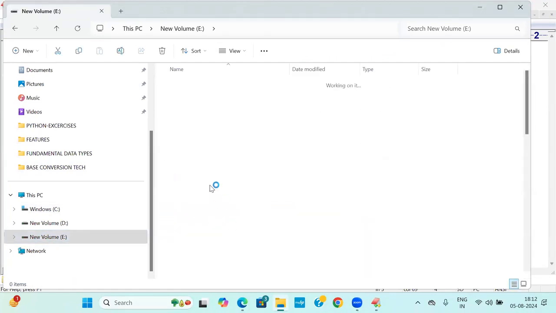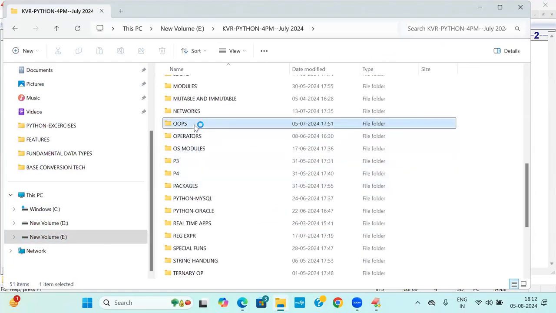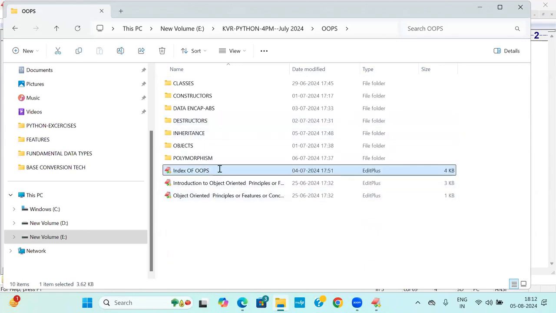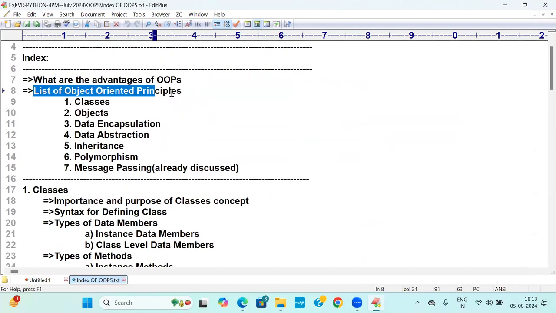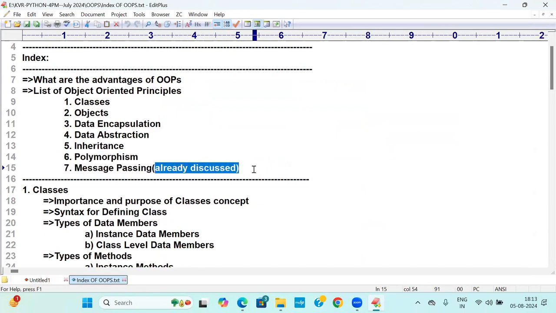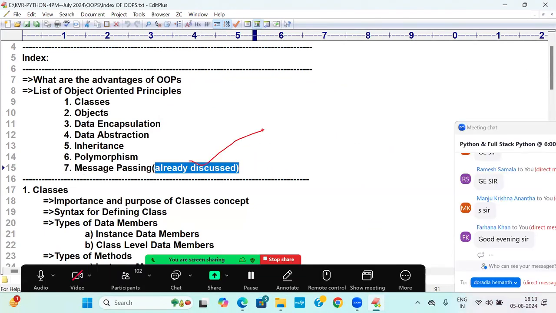So here, if we go to that, look at the index of OOPS. This will take totally 11 days, and I keep 1 day extra. Index: what are the advantages of OOPS? And a list of object-oriented principles: classes, objects, encapsulation, abstraction, inheritance, polymorphism, message passing. This part we already discussed in the class.